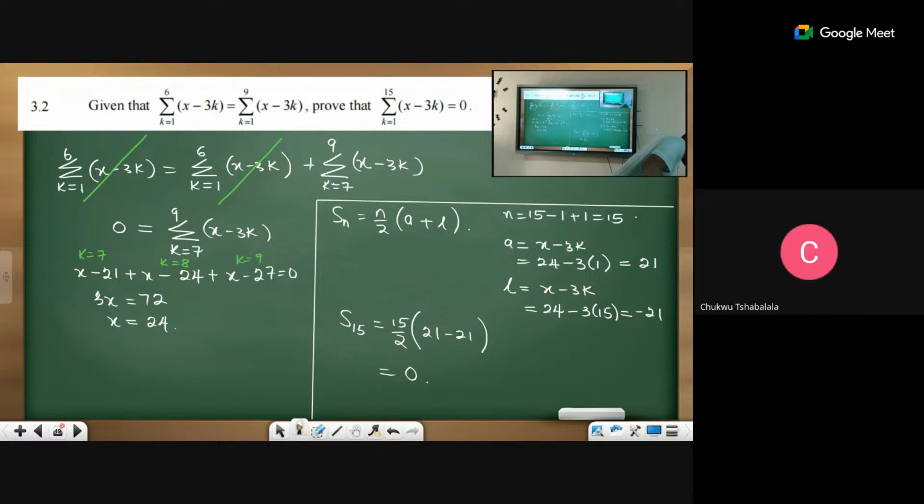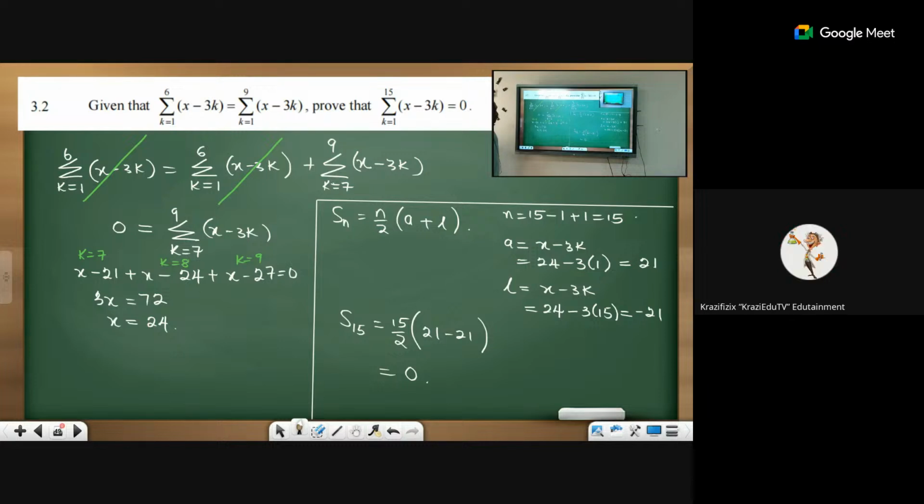Sir, the way in which I solved for the first part is that I first equated the two formulas as given in the question. Then I found T1 and T6 and also T9 based off what we have.